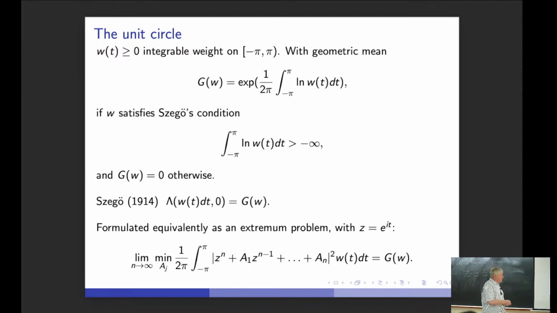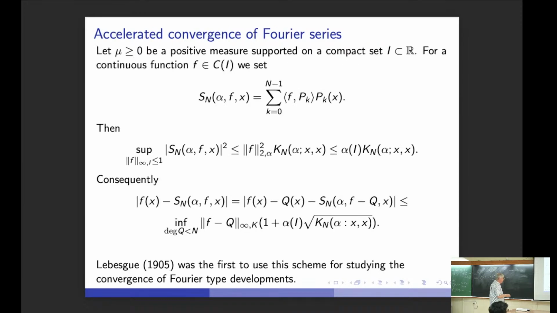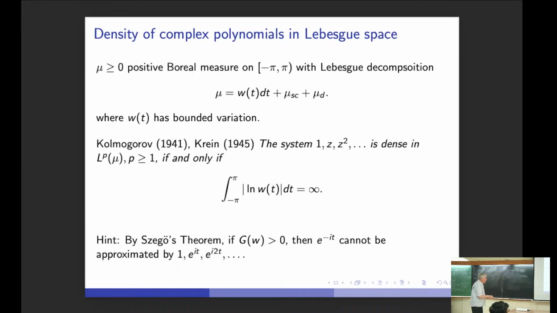Now, the geometric mean itself, that's rather easy to check, is also the solution of a variational problem, precisely stated here. And this you can see rather easily because you can pull out a z to a power, and then you have the approximation of e to the minus it to z bar by the complex analytic monomials.